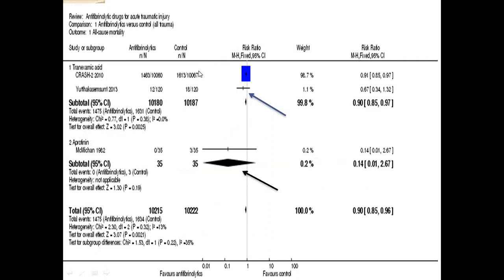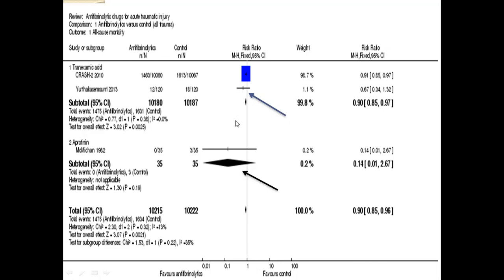So this is a forest plot from a meta-analysis available on the Cochrane Library about the subject. As you can see here, the neutral line of this forest plot is 1, because we are using the risk ratio. Whenever you are using the risk or the odds ratio, the neutral line of the forest plot is 1, because it is the neutral point of the ratio.